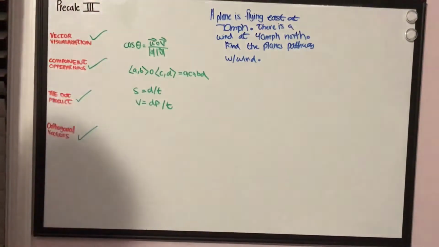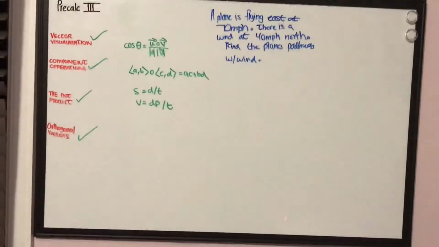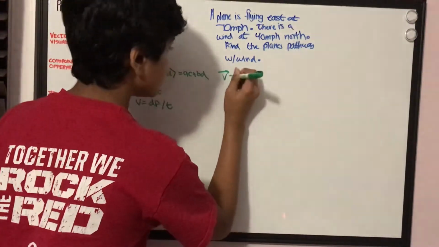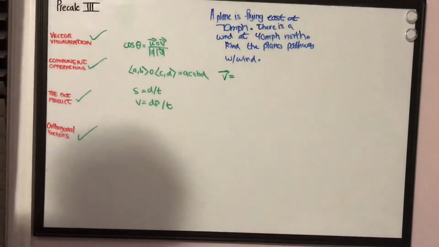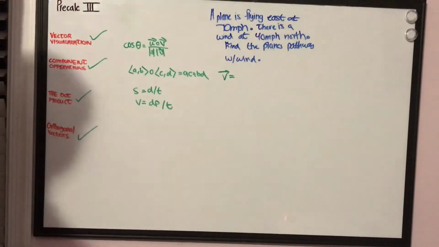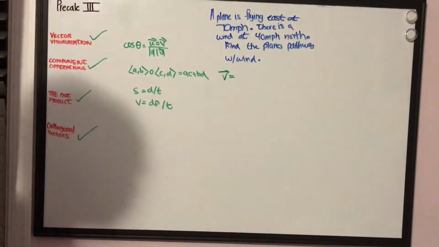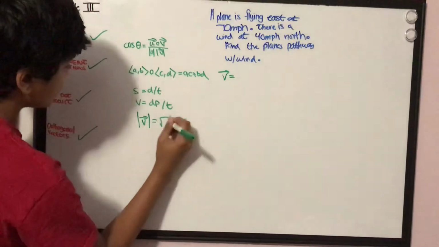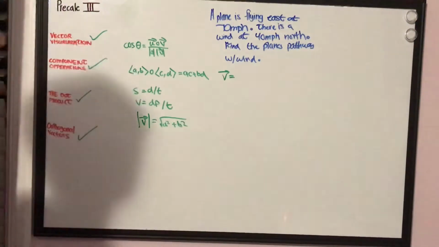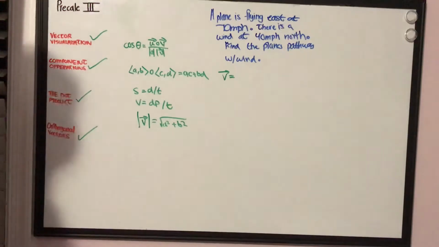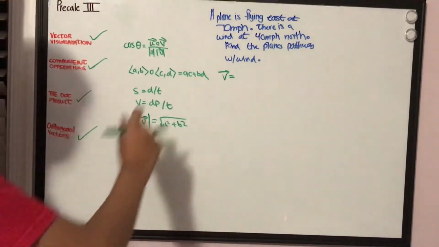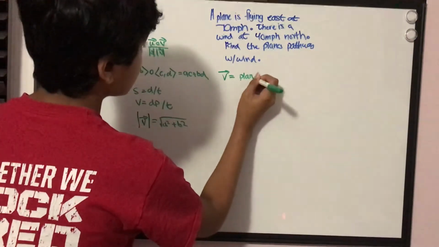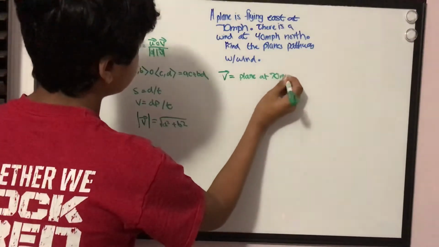Okay, so let's do some labeling here. Let's say vector v is equal to the plane flying east at 70. Something I also forgot to say: the magnitude of something is equal to the square root of a squared plus b squared. So the magnitude of vector v is the plane at 70 miles per hour, right?